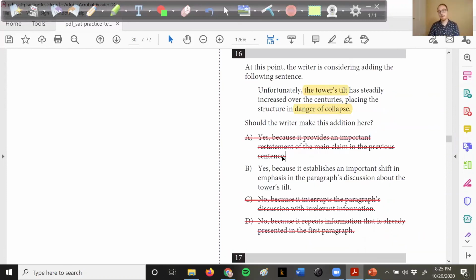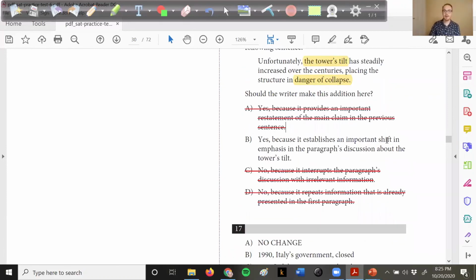I think B makes the most sense with what we know already. It establishes an emphasis in the paragraph's discussion about the tower's tilt. We're no longer talking about how iconic it is. We're talking it might be in danger of collapse. And if you want to know how that ends, you'll have to do the rest of that passage on your own. That's in practice test 6, to see how they figured that out.